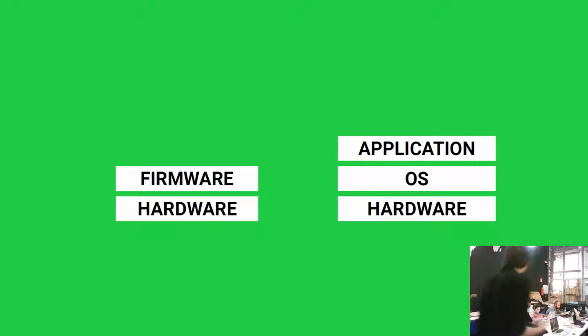On more powerful computers, like a Raspberry Pi, like your laptop, like your phone, we usually have what's called an operating system. And that means that we have a code that basically is designed to manage other codes.